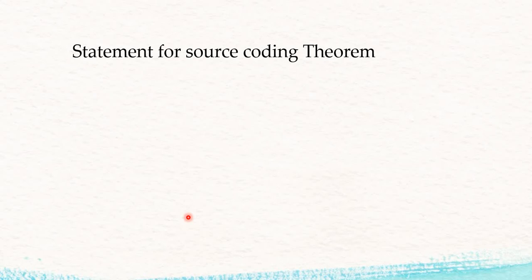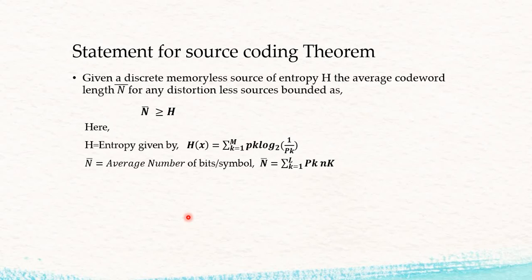Before that, we'll take a review of the statement of the source coding theorem. Given a discrete memoryless source of entropy H, the average code word length N bar for any distortionless source is bounded as N bar is greater than or equal to H. This statement is nothing but the source coding theorem. According to this, N bar should always be greater than or equal to H, where N bar stands for the average number of bits per symbol and H stands for the entropy.